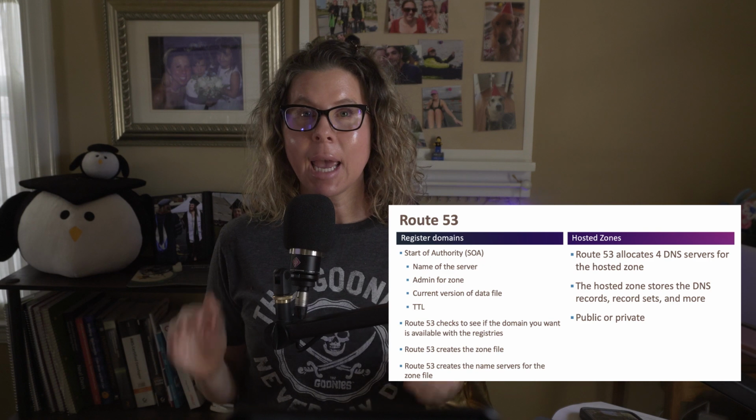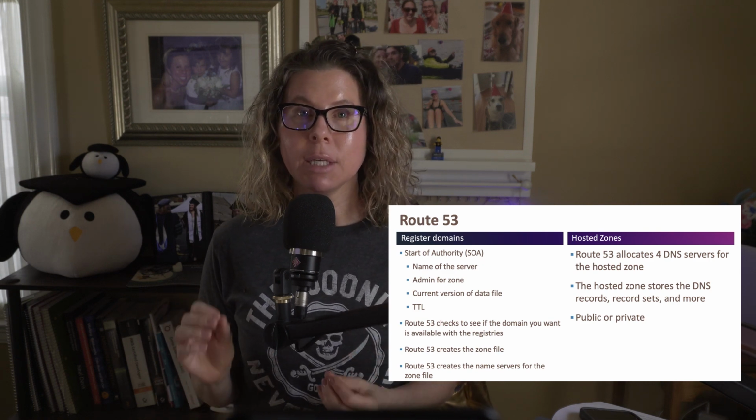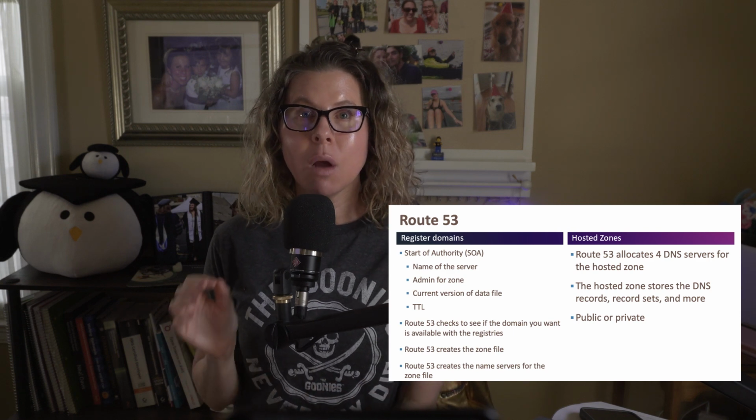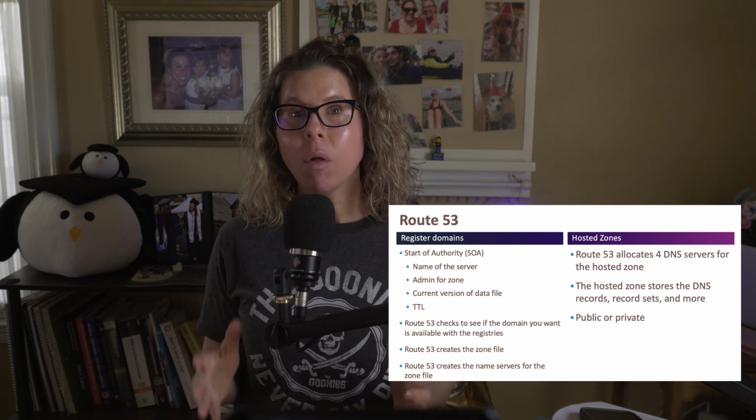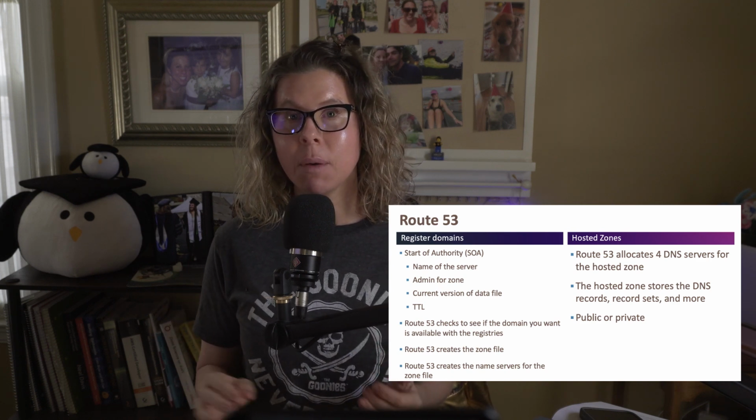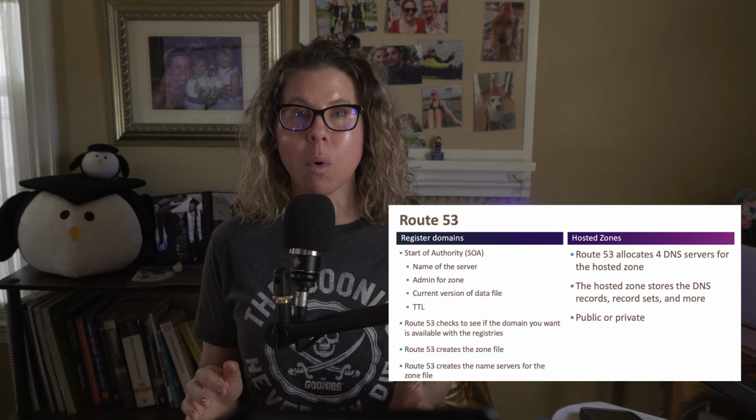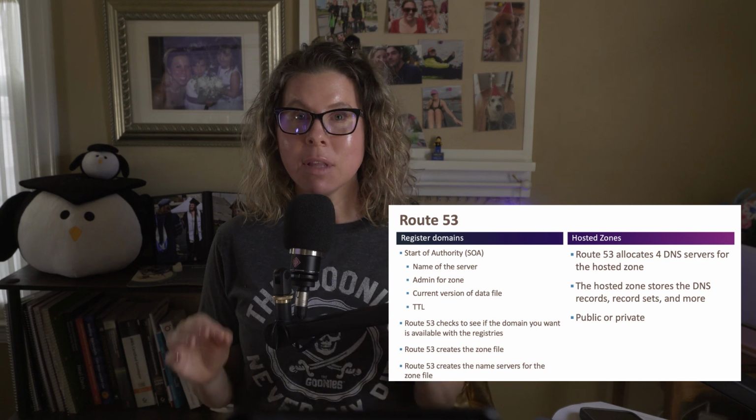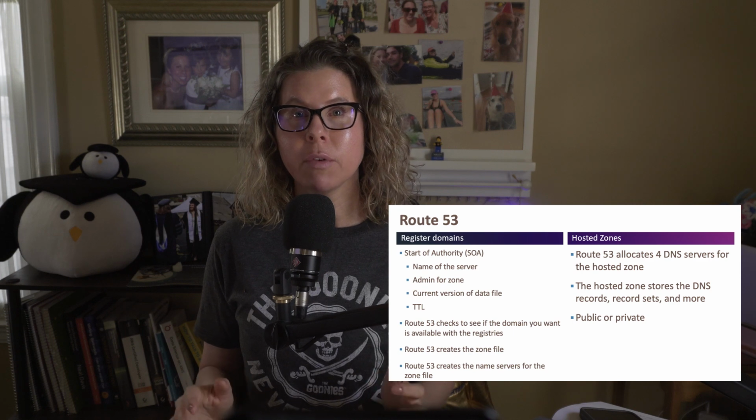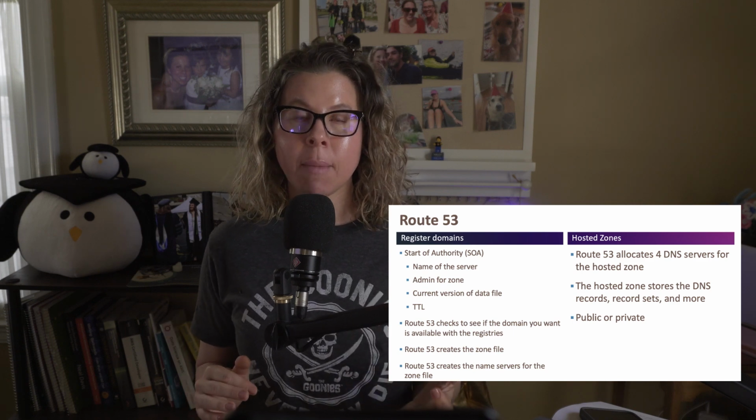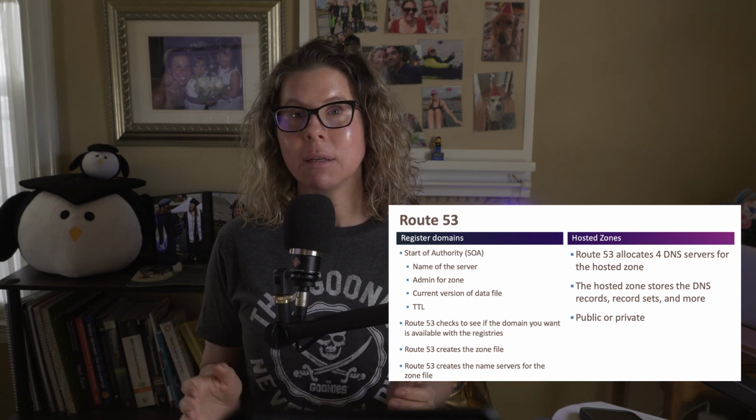But let's dive into Amazon Route 53. The first function of Amazon Route 53 is to register domains. Amazon Route 53 can do this because Route 53 has a relationship with all of the major domain registries. And remember, those are .com, .edu, .uk, .org, and more. Route 53 has received this authority from IANA, who manages the root zone for DNS. So when you register a domain, Route 53 will check with the registry to see if that domain is available.